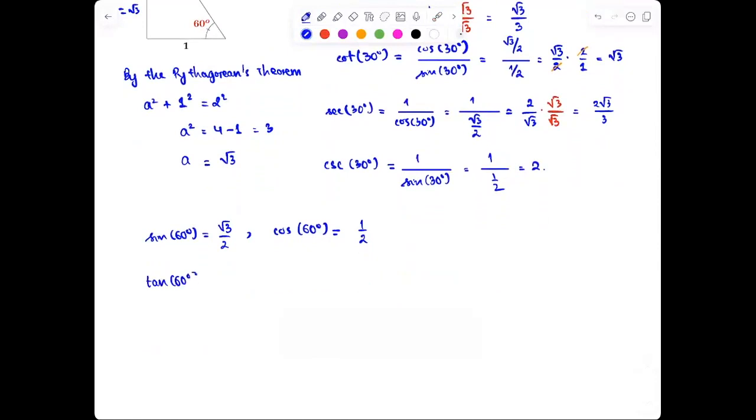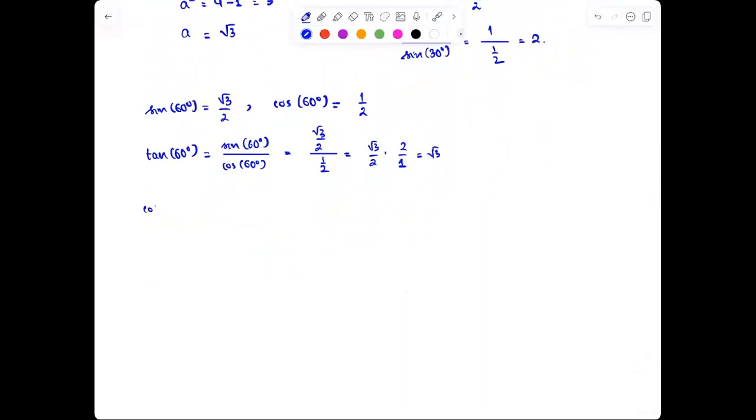Tangent of 60 degree is sine of 60 divided by cosine of 60 degree, is root 3 over 2 divided by 1/2. This is equal to root 3. Cotangent of 60 degree is cosine of 60 degree divided by sine of 60 degree, is 1/2 over root 3 over 2, or 1/2 times 2 over root 3. Well, this is 1 over root 3, or square root 3 over 3 for the answer.